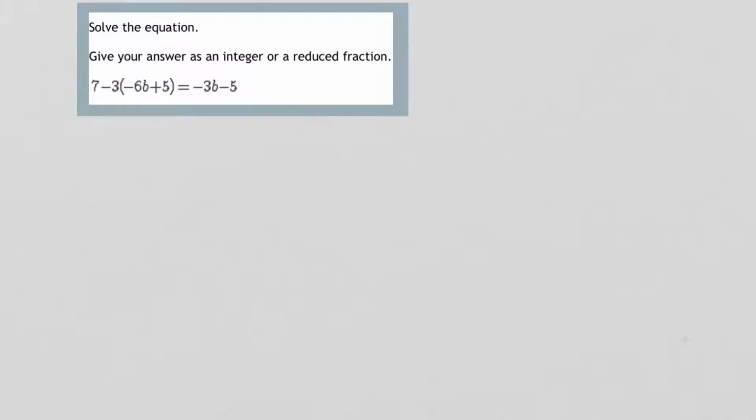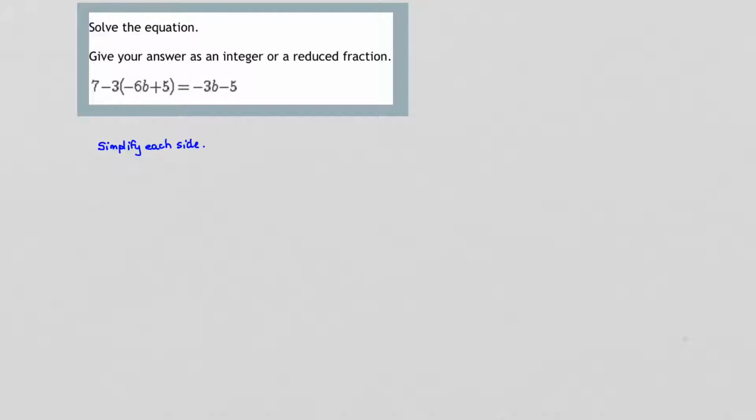minus 5. So our first step whenever we see a linear equation with multi-steps is to first simplify each side. We're going to look at the left side and then the right side and see what we can do for it first. So we're going to simplify each side.